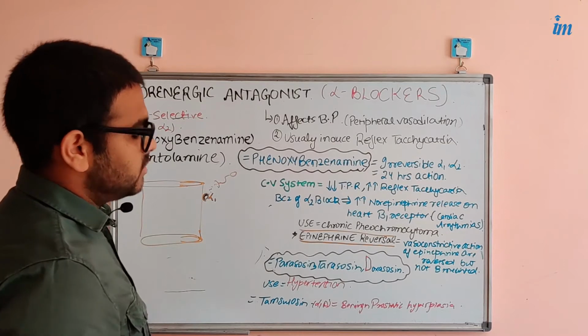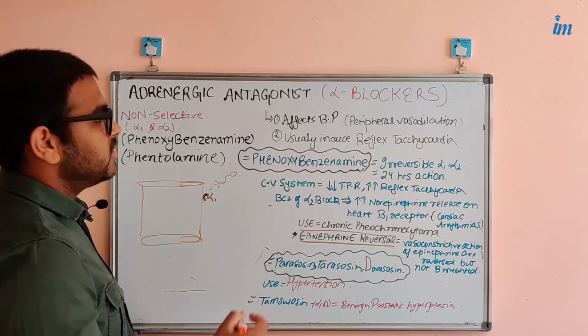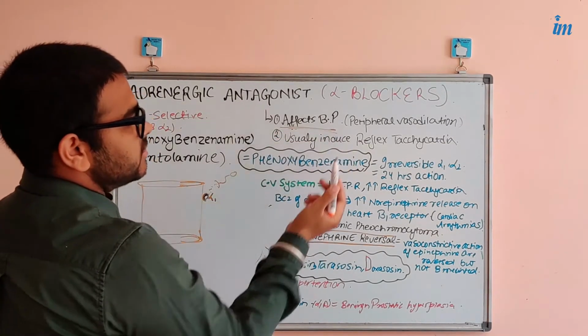So the first use of alpha 1 antagonists is what? They affect the blood pressure. By what?